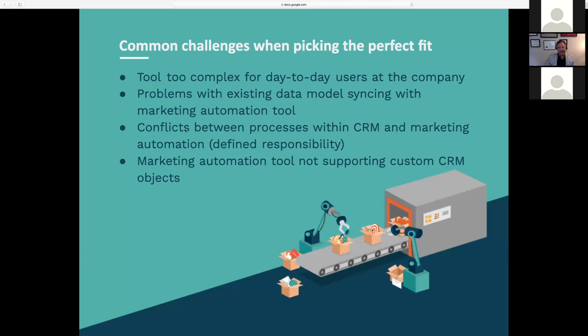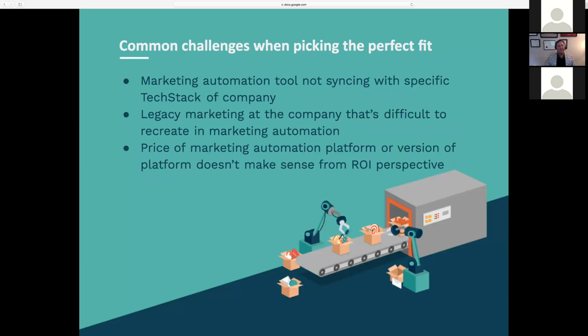But I think having these conversations and understanding what they are initially is the key point that I would really advocate for. And similarly, again, marketing automation tool not supporting custom CRM objects, as I've spoken to. Moving to the next slide, marketing automation tool not syncing with the specific tech stack of the company. So again, this is one that's raised its ugly head a few times. Often clients will pay a lot of attention to their CRM sync because that's an important point. Obviously, it's top of everybody's mind, and often it's Salesforce, right? And all of the main marketing automation platforms sync with Salesforce or maybe Dynamics, things like that, right?